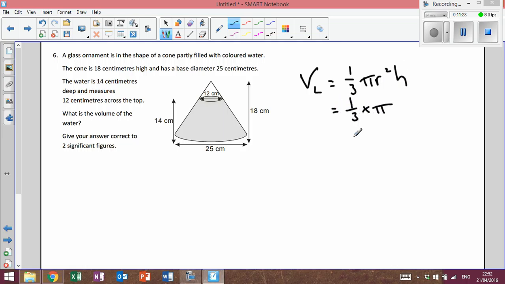The big cone has a radius of 12.5, so we're going to square that, and the height is 18. So 1/3 times pi times 12.5 squared times 18.